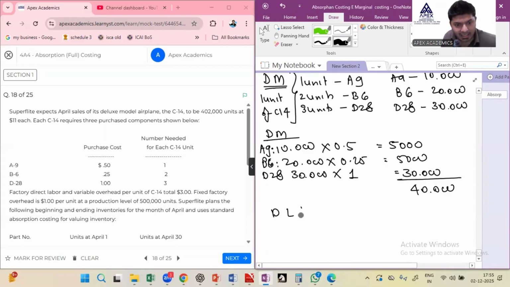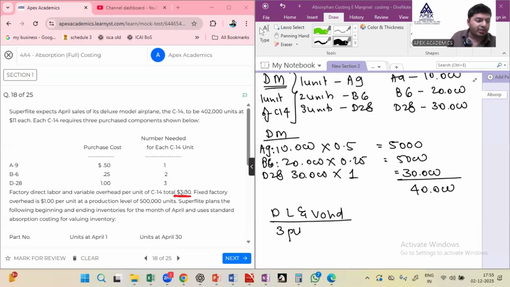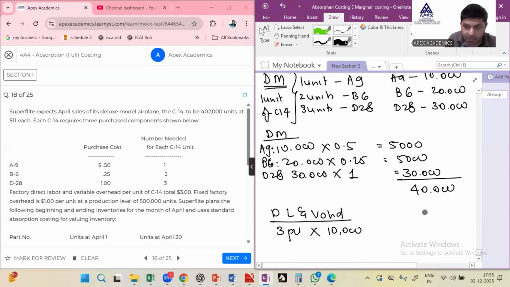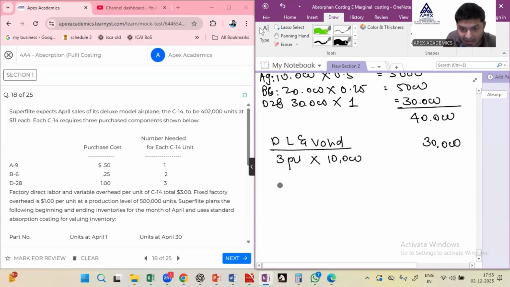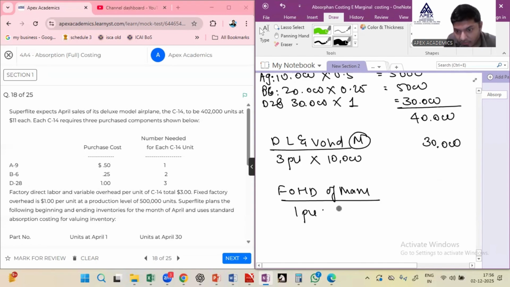Now I come to direct labor and variable overhead. Direct labor and variable overhead is 3 per unit as is given in the question. Please try to understand. It is 3 per unit for 10,000 units, so this will become 30,000. And finally, I have my fixed overheads of manufacturing, and they are 1 per unit. Now for how many units?